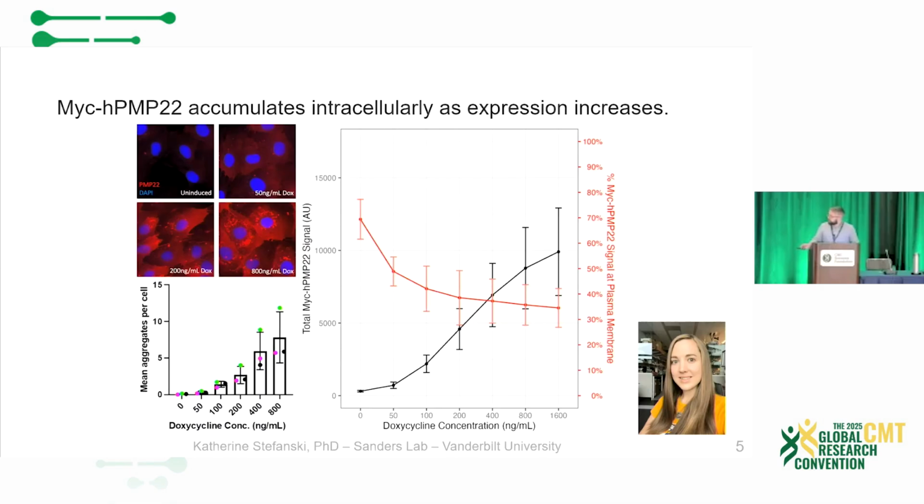Extrapolating off of that is some flow cytometry data I did, showing here on the x-axis is the amount of doxycycline present in the cell culture media, and the black trace is then total MYC-PMP22 expression, while the red trace is the fraction of the MYC-PMP22 molecules that reach the plasma membrane. So we can see at really high levels of expression, we're essentially lowering the total fraction of PMP22 that reaches the plasma membrane.